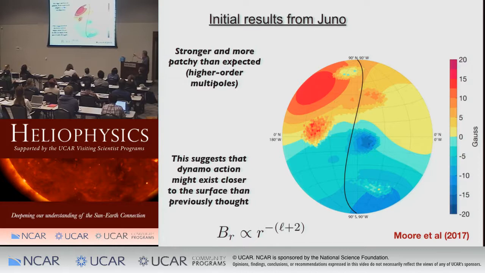This solid line is the orbit of Juno as it passed through, measuring the magnetic fields. But it seemed to be more high-order multipoles. It's not just the dipole, it's not just a tilted dipole. There are also patches of magnetic field. And because of that 1 over r to the (l+2) dependence, that suggests that Jupiter's dynamo might be relatively close to the surface, like it may reach all the way up to 90% of the radius of Jupiter or perhaps more.